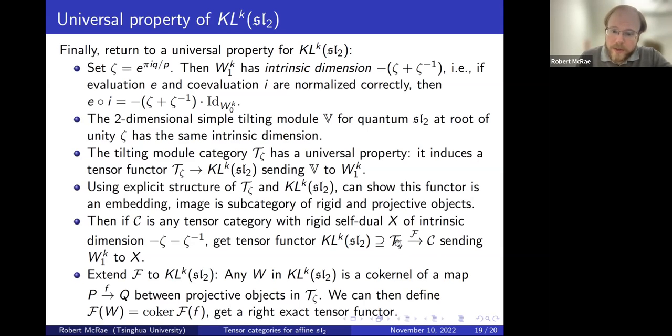We think of tilting modules as being embedded into KLK as projective objects, and then we use properties of projective objects to extend this functor to the entire category KLK. So any W in KLK in particular is a co-kernel of some map f between projective objects. So if you want to get a right exact tensor functor, you just have to send W to the co-kernel of f in the category C. And it's not trivial to show this really does give you a right exact tensor functor, but it does. So that extends f to KLK.